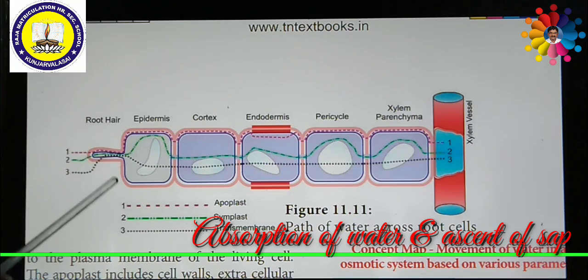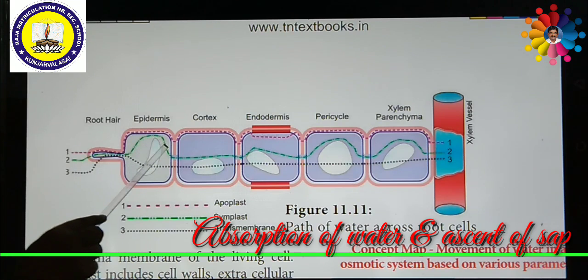So there are three methods. The first one is apoplast. The second one goes inside the cell but not through the membrane.